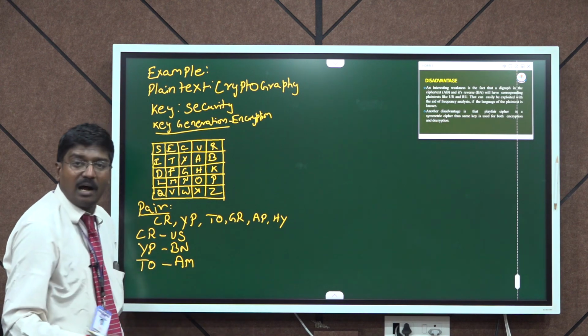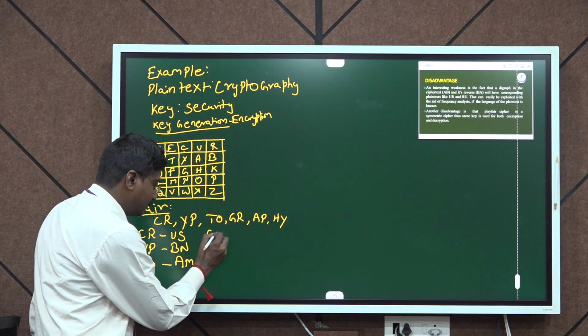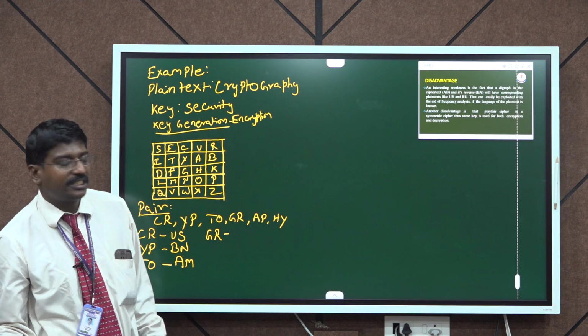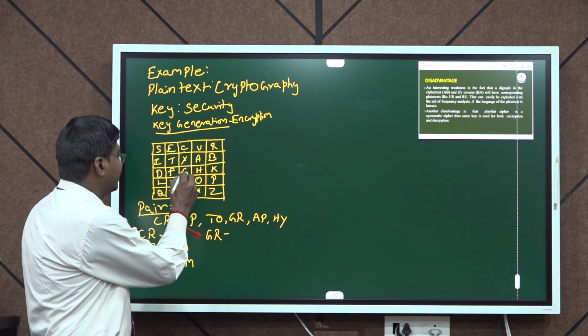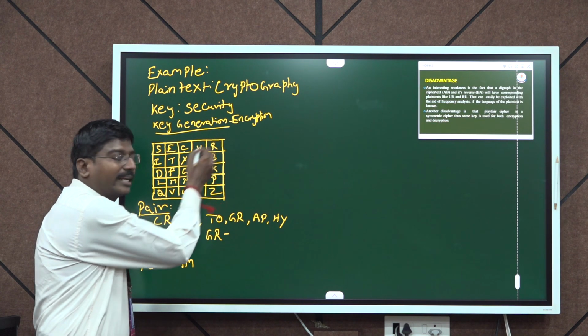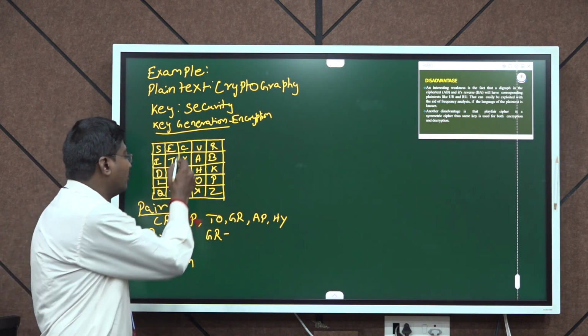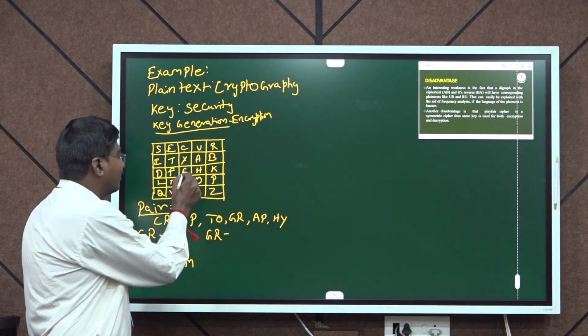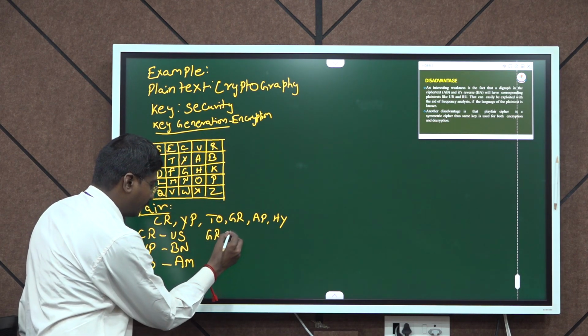Next element is GR. Where is G present? G is present here, R is present here. Once again it is not present in the same row or same column, so we form a rectangle and we will get KC.